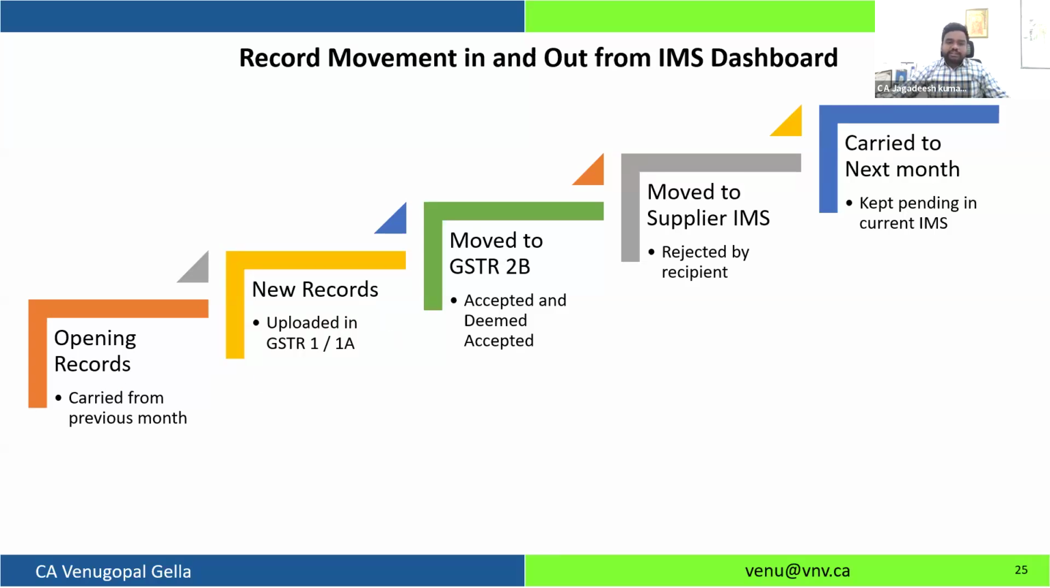On whichever records I have taken action, if I accept them, or have not taken any action, these will be moved to my GST 2B. That means they will be moved out of my IMS, the invoice management system, and go to my GST 2B. Even if I reject them, they will be moved out of my IMS. What are all the invoices I kept pending? I marked them as pending. All those will be carried forward to the subsequent periods. As long as I do not take action on those invoices, they will lie in my IMS.